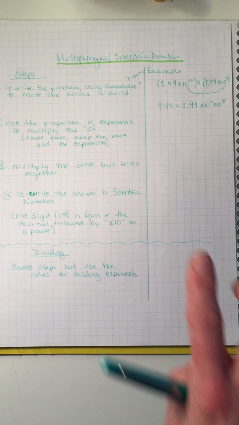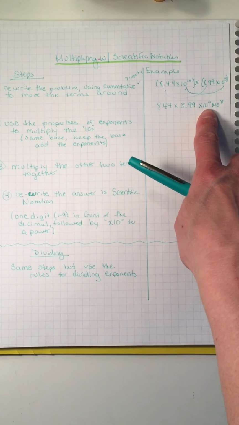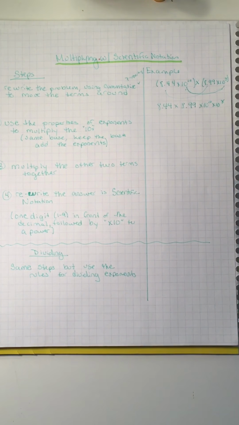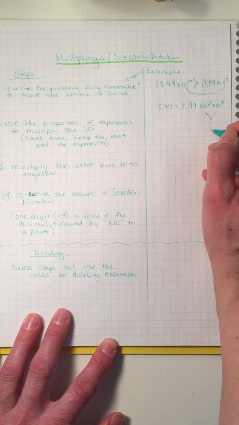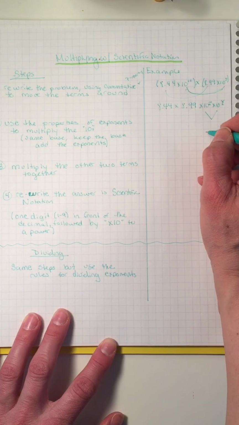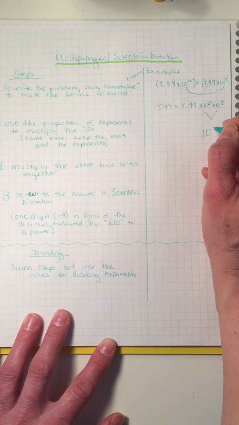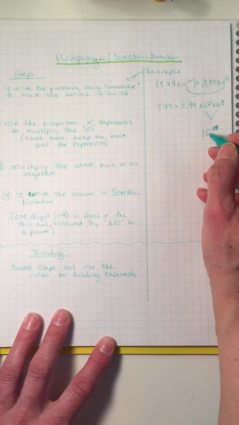Now, I have to use the property of exponents, which is when I'm multiplying, if it has the same base, I keep the base and I add the exponents. So I have an exponent of 10 and I have an exponent of 8. So I can multiply those together by saying keep the 10. 10 plus 8 is 18. Okay. So I have part of that done.